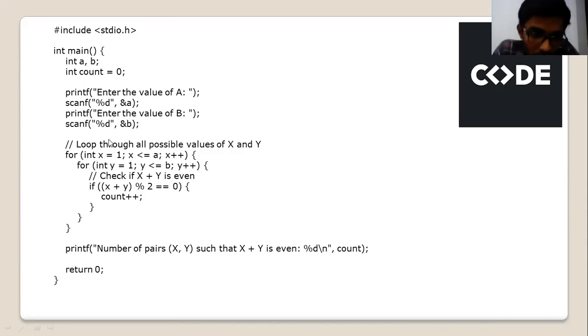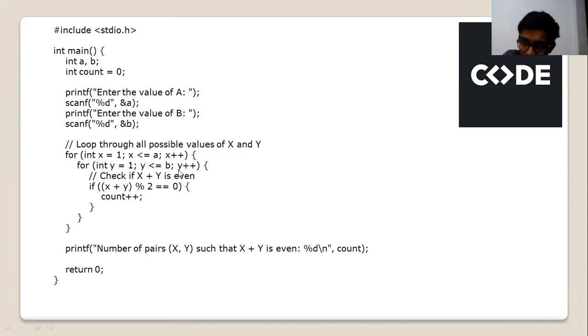Okay, for int x equal to 1, x less than or equal to a, x plus plus. And for int y equal to 1, y less than or equal to b, y plus plus. Check if x plus y is even. Okay, if x plus y modulus 2 equal to 0, count plus plus. Count plus plus means what? Count value must be increased by 1.